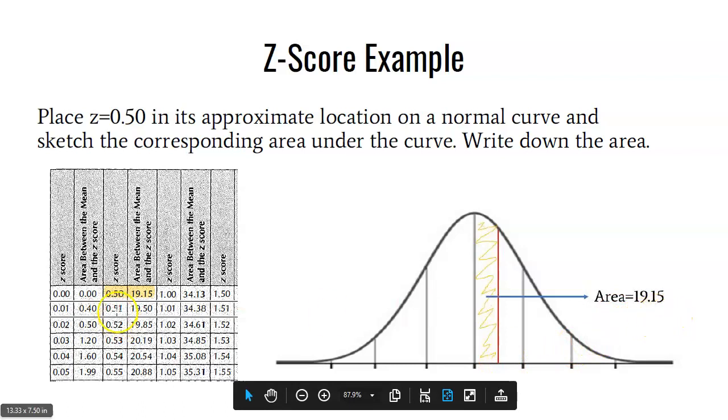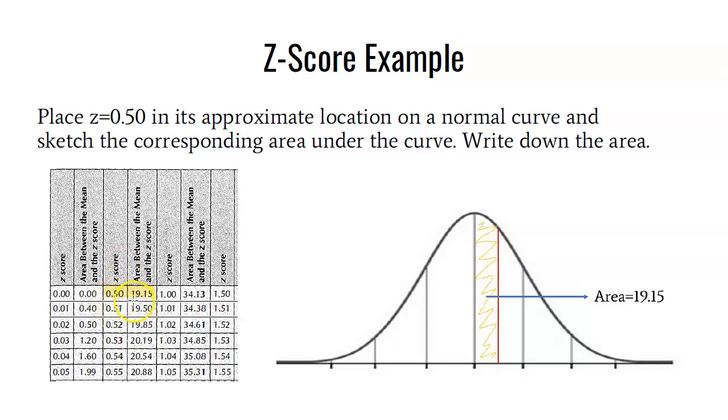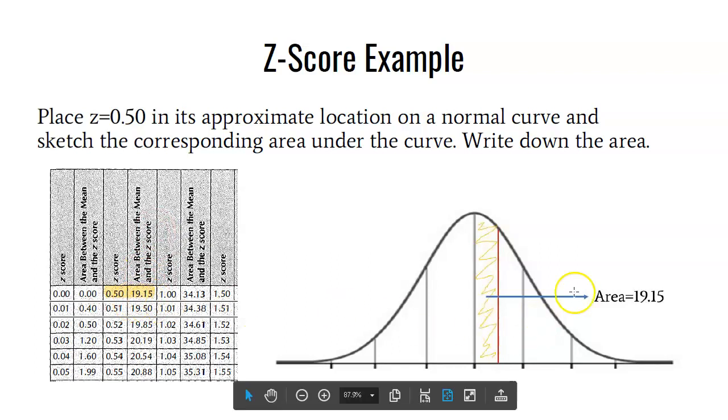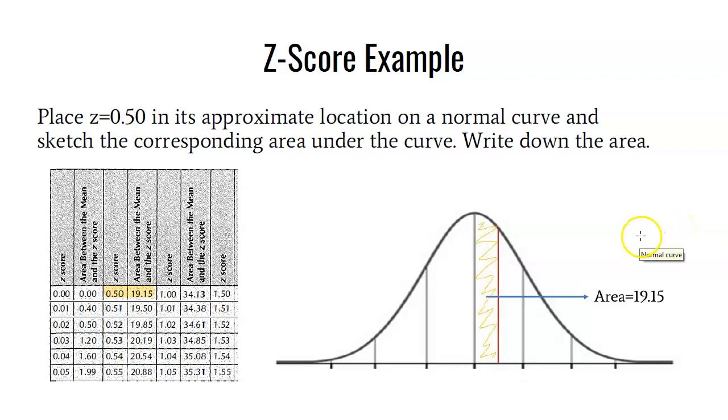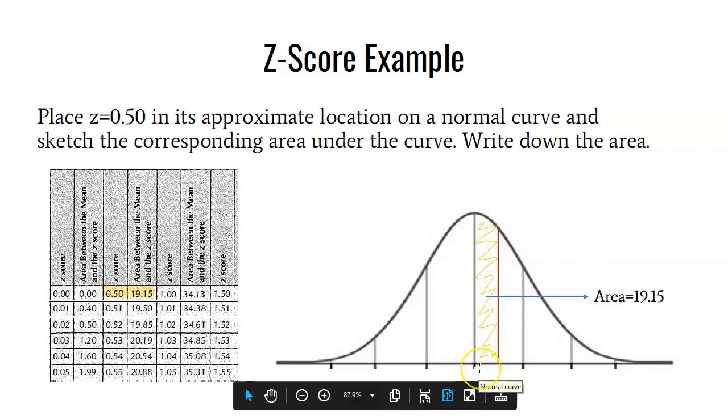I have here that the area equals 19.15. How did I get that? Well, if you look at your table B1, you just find the z-score of 0.50, and the area between the mean and the z-score is 19.15. So the way that we're going to read this 19.15 is that, let's say that we have all adult women in the U.S. The probability that we are going to randomly select somebody that is between the mean and 0.5 standard deviations from the mean is basically 19.15%.